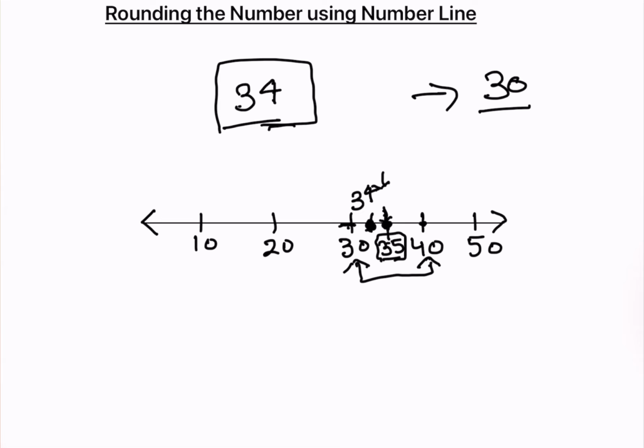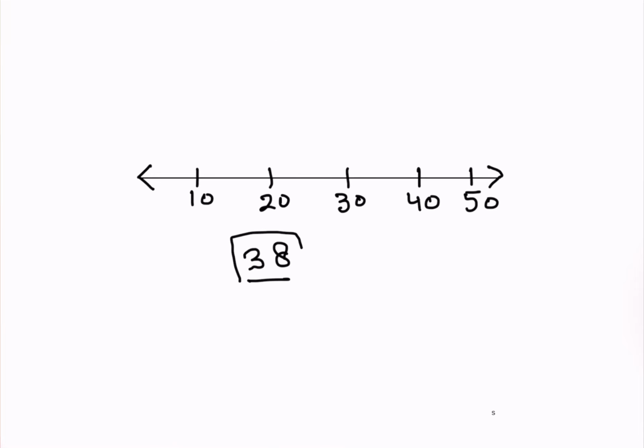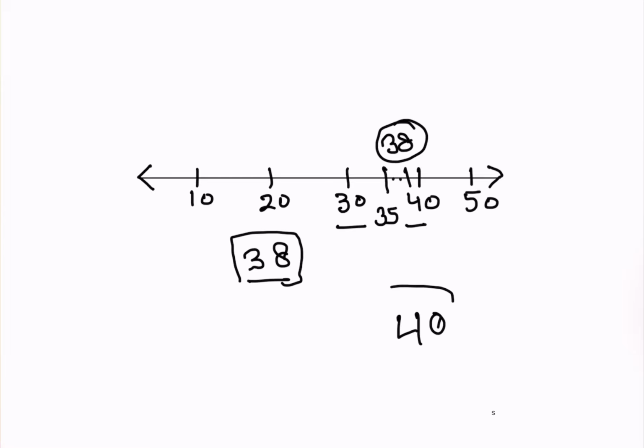Okay, let's choose the next number now. It lies between 30 and 40, right? We can see this is 30, and that is our 35. If 38 goes after 35, then where will it be? 36, 37, here will be the 38. Now you can easily find out what number it is closest to. This number is closest to 40. So now we can round it.